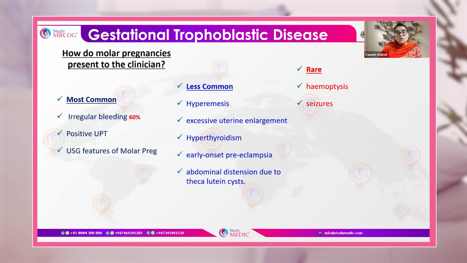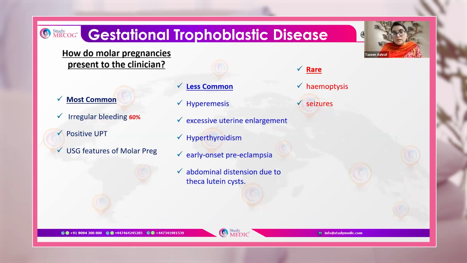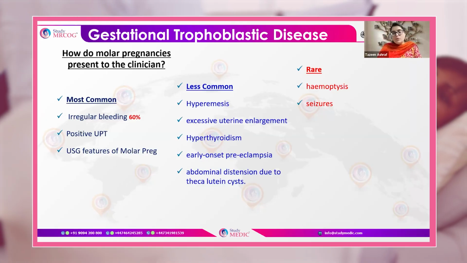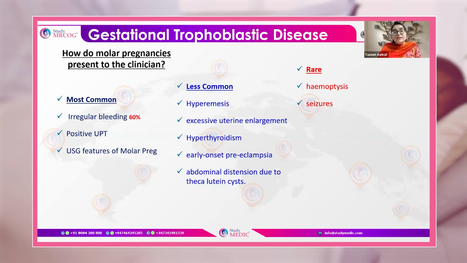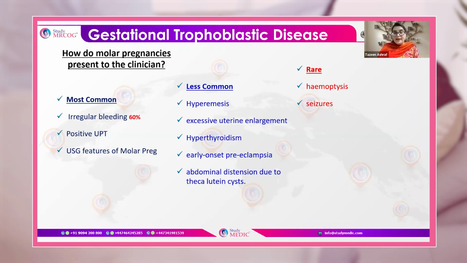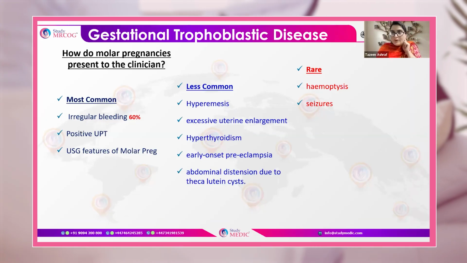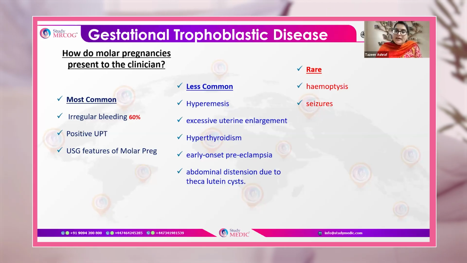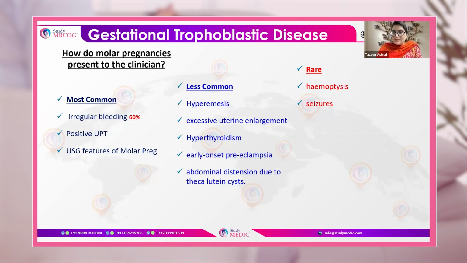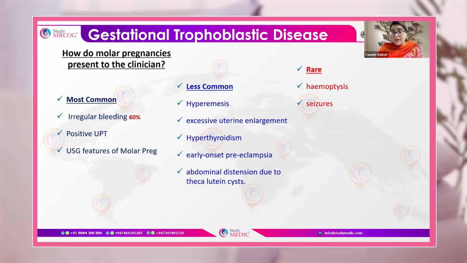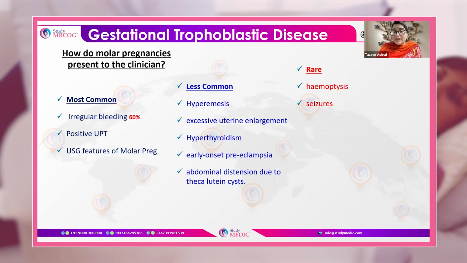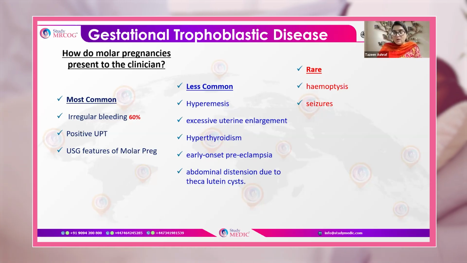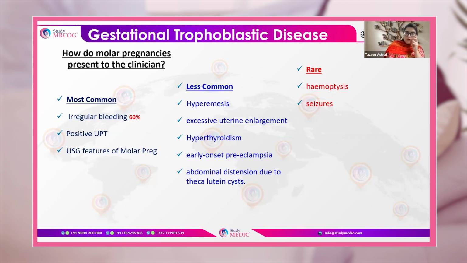The most common feature of molar pregnancies is irregular bleeding, which is your exam question as well, that most molar pregnancies present just like miscarriages, with bleeding. Positive urine pregnancy test is there, and ultrasound features of molar pregnancy are there. Less common features can be hyperemesis, excessive uterine enlargement, hyperthyroidism, early onset preeclampsia, abdominal distension, and hemoptysis and seizures can also occur.